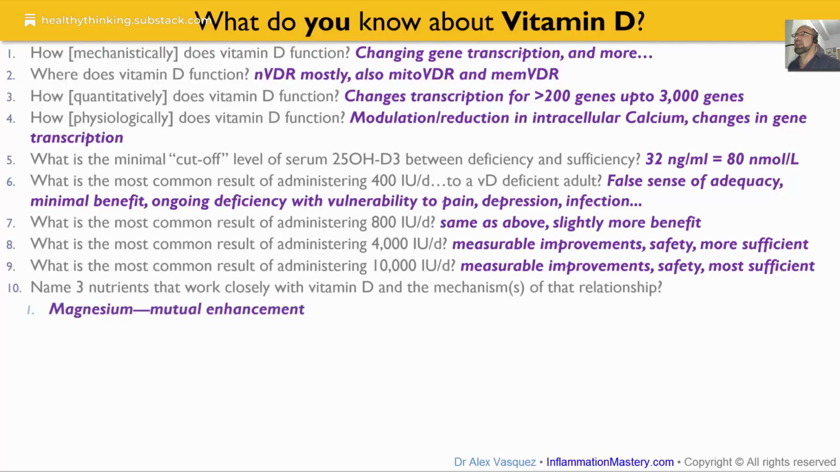With magnesium, we see mutual enhancement. So vitamin D promotes magnesium absorption, and magnesium promotes vitamin D metabolism. So magnesium helps vitamin D, and vitamin D helps magnesium.